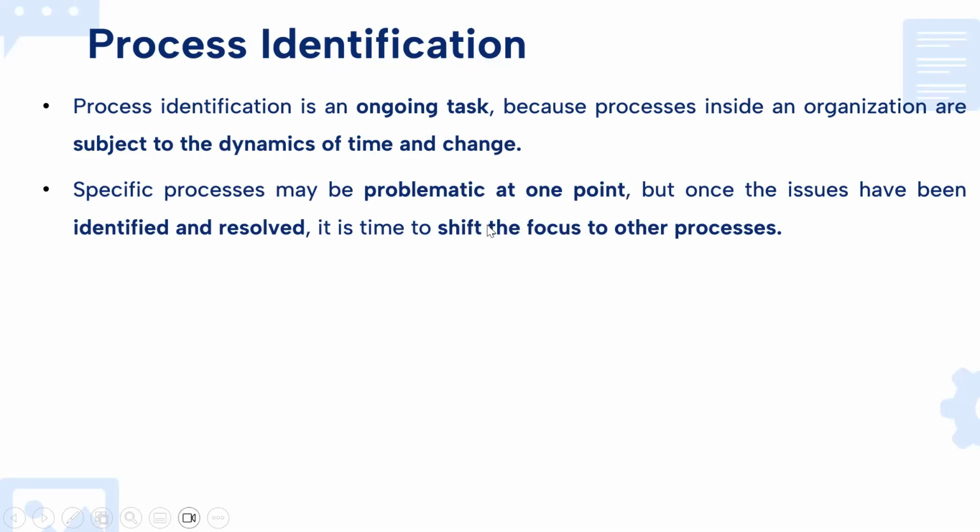As I mentioned earlier, once we identify a process and select the particular process for improvement, after improving that process, we have to find another process that we need to improve. Through the business process management initiatives, we have to identify another process that may have an effect towards our organization. Okay, so that's why we say this process identification is an ongoing task.